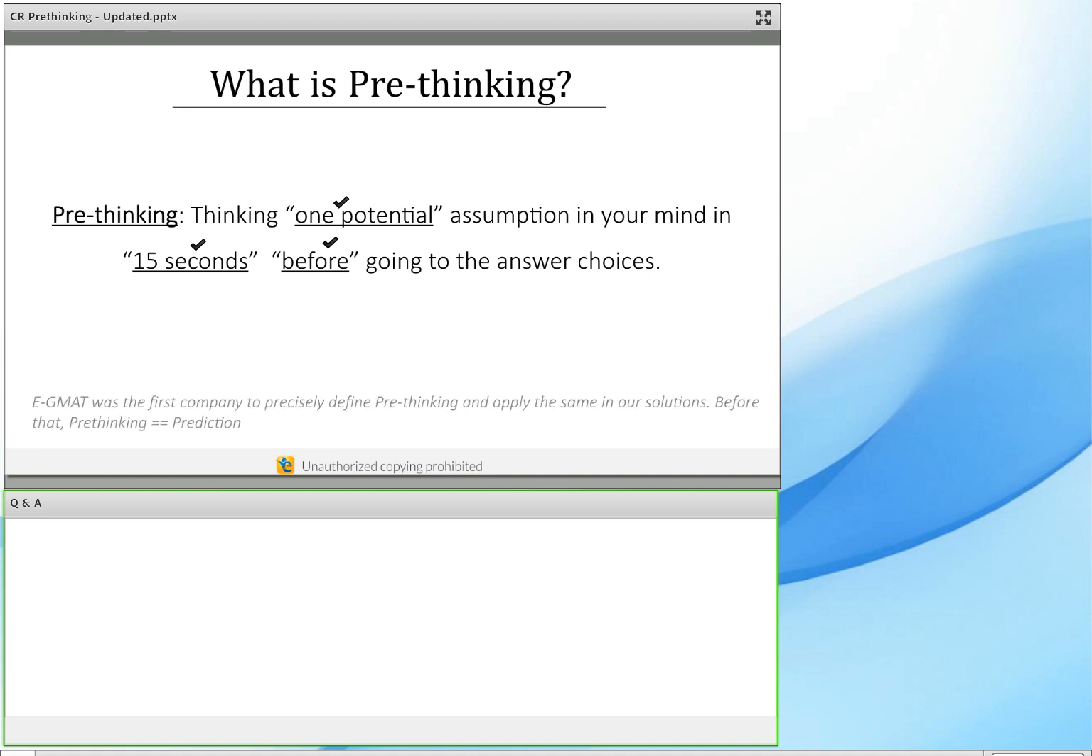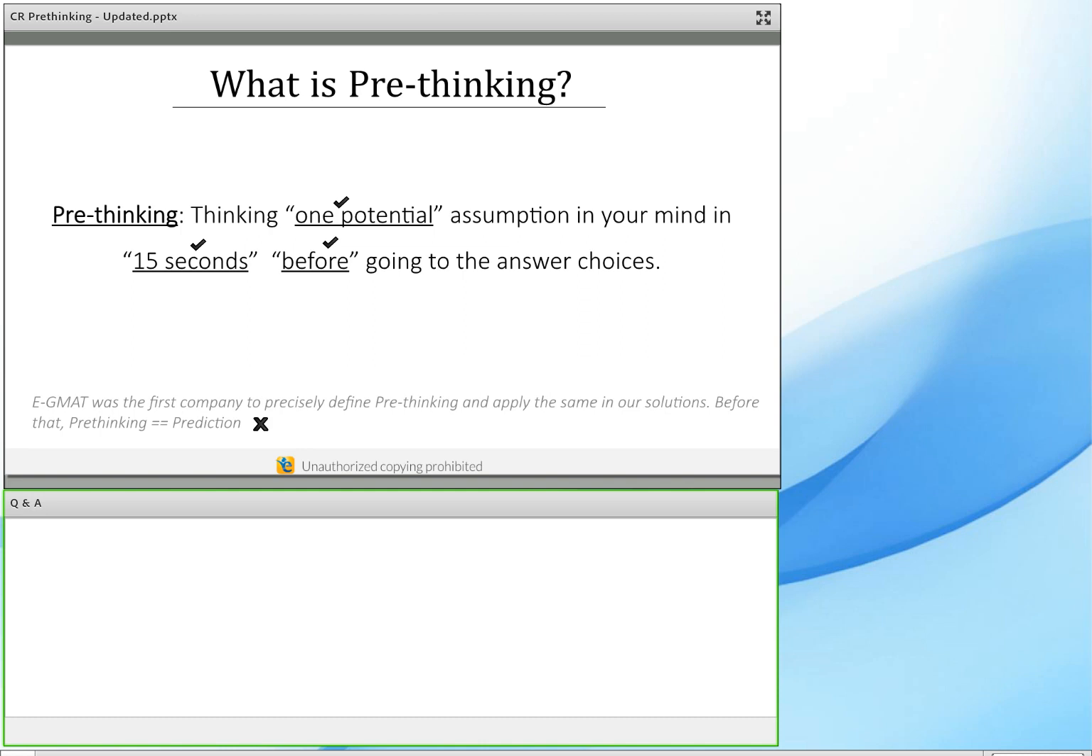I also want to emphasize one other thing. Pre-thinking as a term is probably as old as the test itself, but it has been what I call an abused term, a misunderstood term. And most GMAT experts equate pre-thinking to prediction. That's not what it is. Pre-thinking is not about predicting the answer. And I want to make sure that you guys understand that.